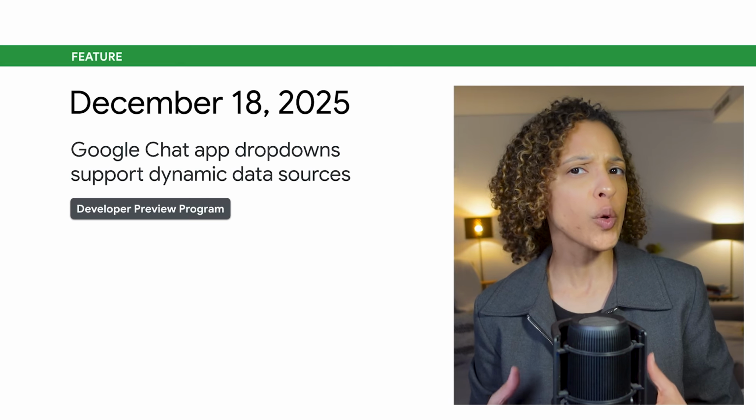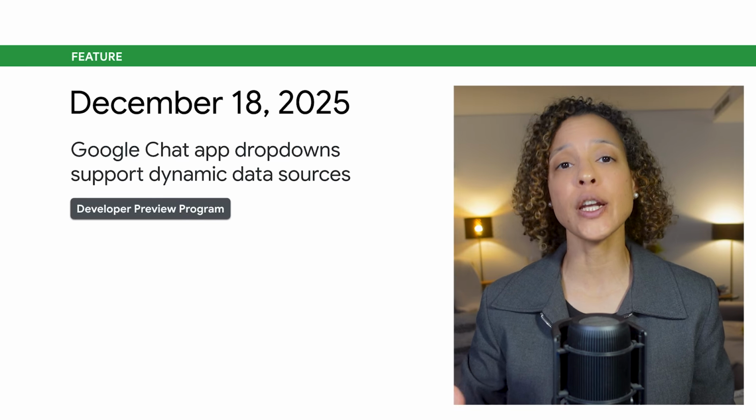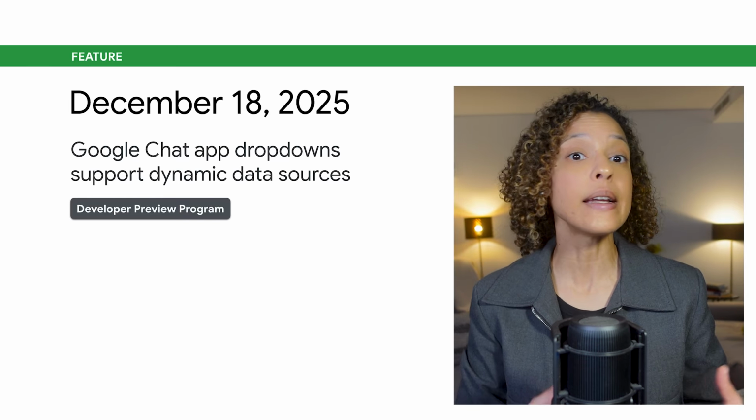Instead of hard-coding options, your drop-down menus in your chat apps can now fetch data remotely in real time, in addition to static lists. This feature is available through the Developer Preview program.